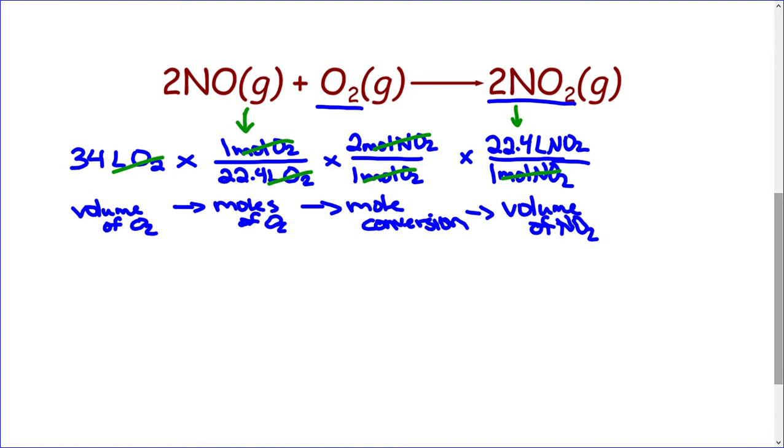So when I multiply all these together, a funny thing actually happens out of this. I don't know if you noticed right away, but you'd have 34 times 2 times 22.4 divided by 22.4. So I can actually reduce this before I even multiply, because 22.4 and 22.4 are going to cancel each other out. So really it's just 34 times 2, and that's just going to give me 68 liters of NO2. So that's an example of a volume to volume comparison. Okay, going from one to the next.